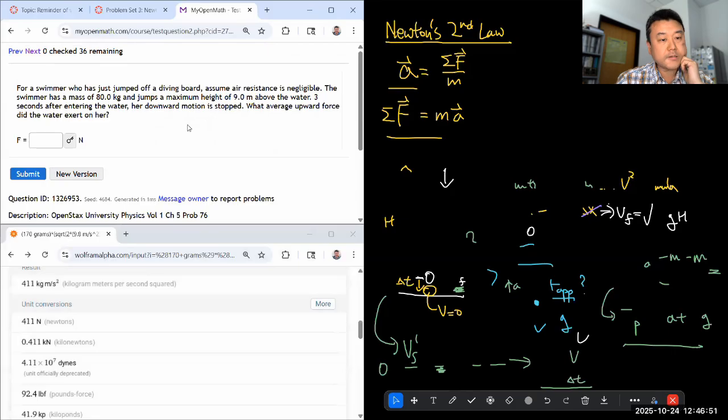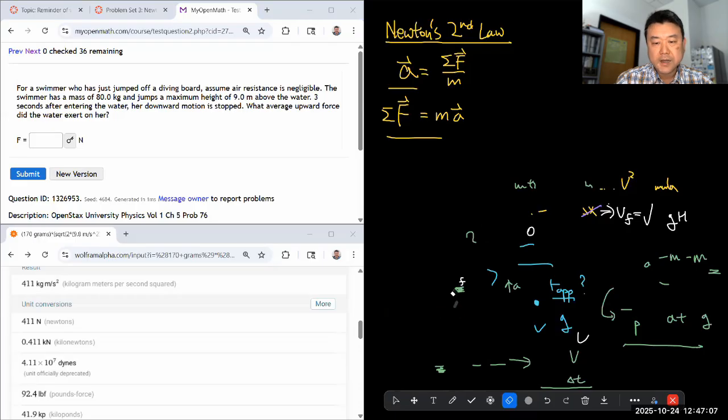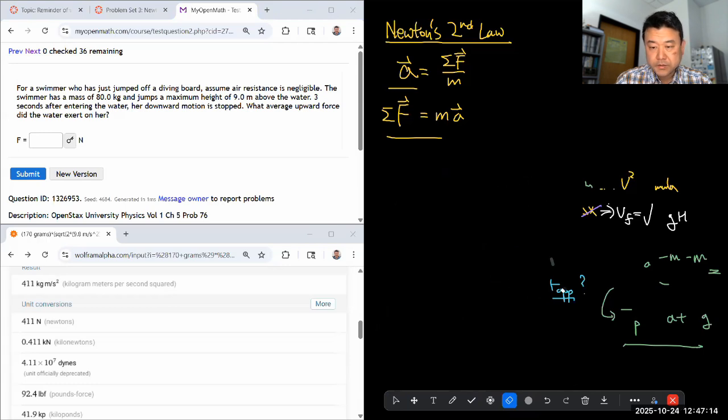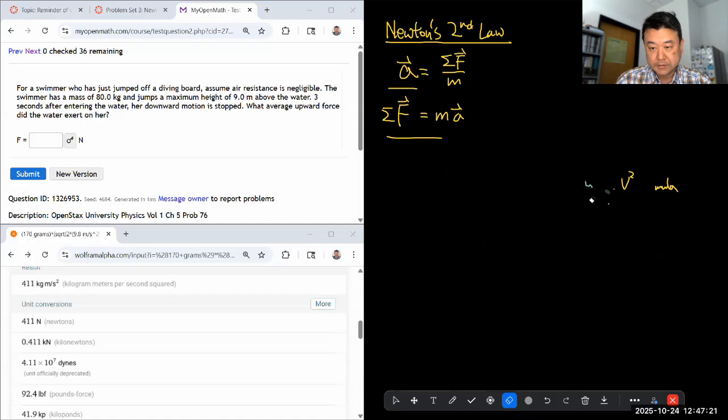For a swimmer who has just jumped off a diving board, assuming air resistance is negligible, the swimmer has a mass, jumps a maximum height. Oh, okay. I think I gotta sketch this more carefully to make sure I correctly understand it. It sounds like it could be a projectile-ish motion, and maybe I need to... Yeah, let me just finish erasing this, because it's a kind of a word question where you have to understand the physical picture of what's happening. So let me just take the time and sketch it out.